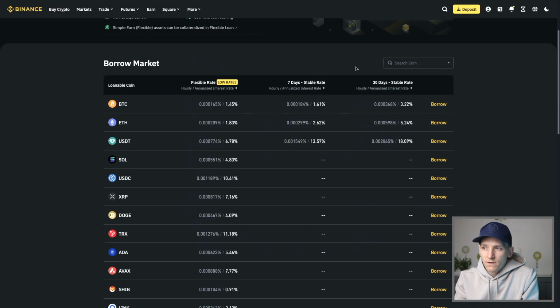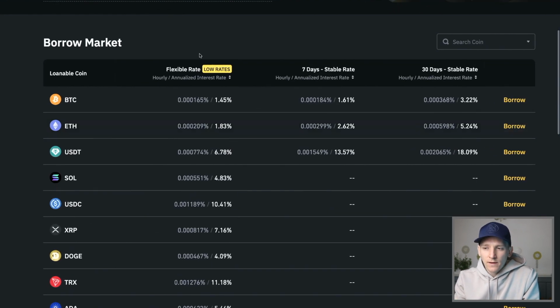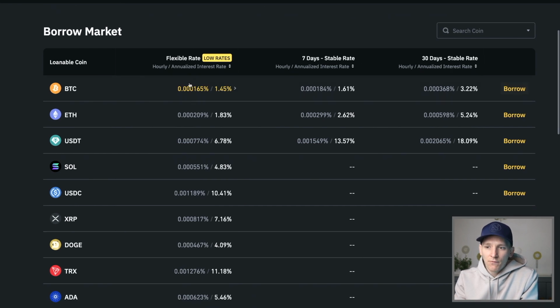The other thing we need to know is what type of interest rate we're paying, flexible rate or stable rate. So a flexible rate is, as it suggests, flexible. Every single day, or maybe throughout the day, the interest rate will change, but we can take a flexible loan. So for right now, if I want to borrow USDT, I'm paying 6.78% interest. But if you want to borrow these assets, it's lower, but this can change. It's dependent on supply and demand over time, but it's a flexible rate with a flexible loan term.